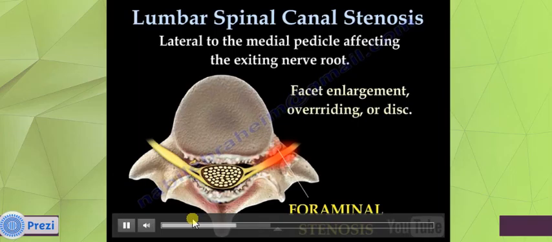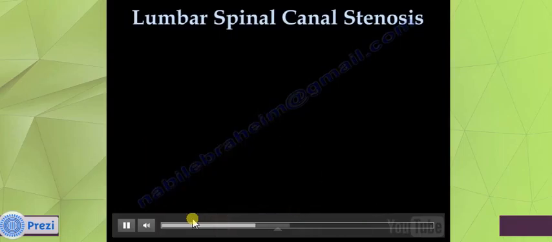The foraminal stenosis affects the exiting nerve root. For example, if it happens at L4, L5, it is going to affect the L4 nerve root. It occurs lateral to the medial pedicle, and you'll find that there's a lot of facet enlargement and overriding. We call it foraminal stenosis.